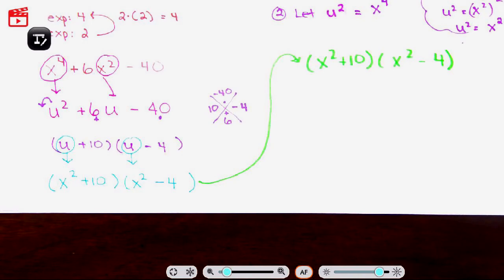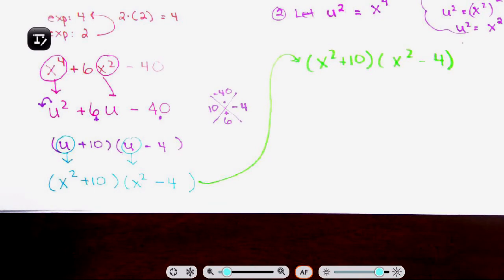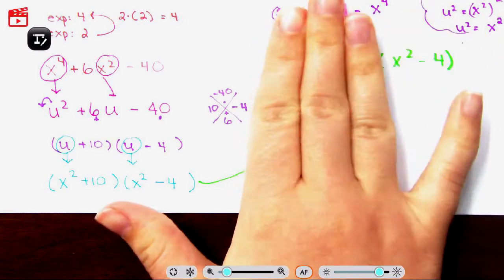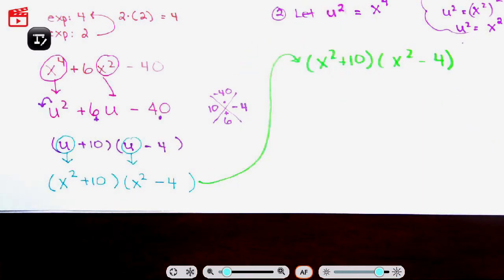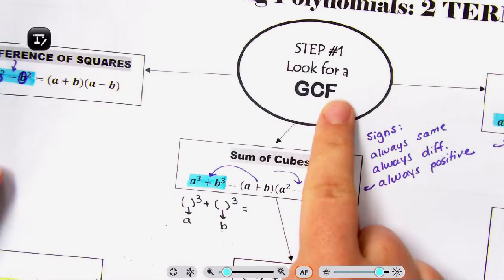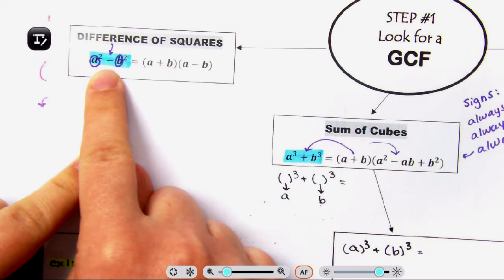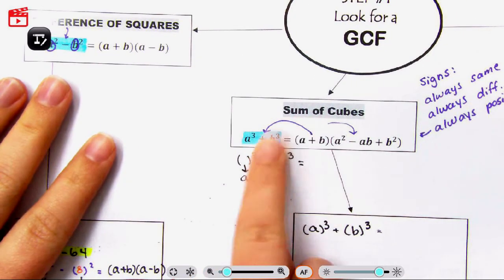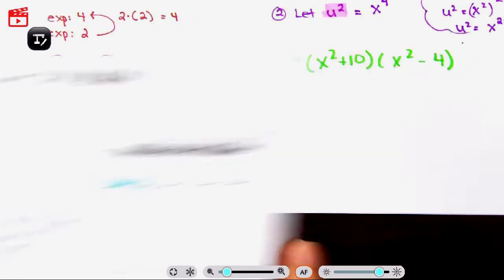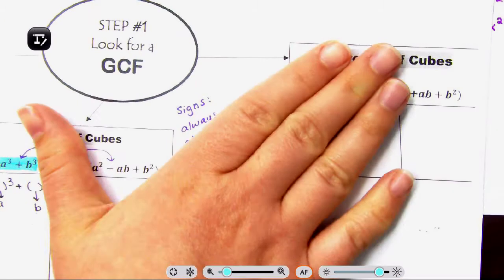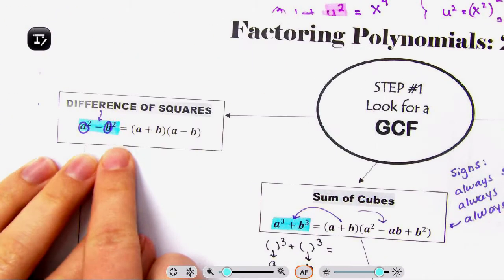I'm going to take out my graphic organizer, my cheat sheet. If you haven't seen that video, go ahead and watch that video. And I'm looking now for 2 terms. So this is a polynomial that needs to be factored, but I'm looking for 2 terms. So 2 terms, I'm going to go to page 2. Here's my page 2. For 2 terms, I either have difference of squares, sum of cubes, or the difference of cubes. So I don't have a cube because I don't have x cubed. So I know it's not the difference or the sum of cubes. This is out. The only option I have is the difference of squares.